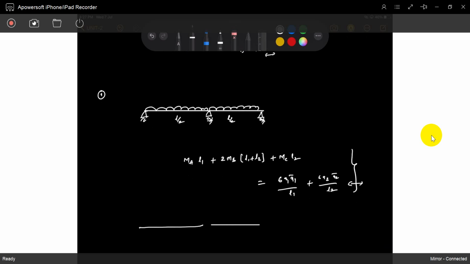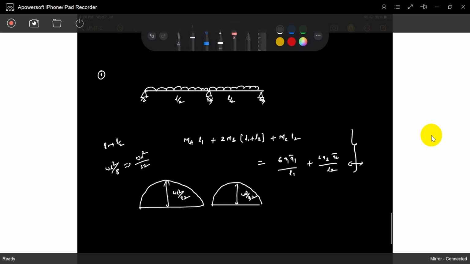So what is the bending moment diagram? The bending moment diagram is this. Exactly. Okay. So same, what is the bending moment at B? W L square by 8. But it is L by 2, so W L square by 32. L is taken as L by 2, so the bending moment is W L square by 32.